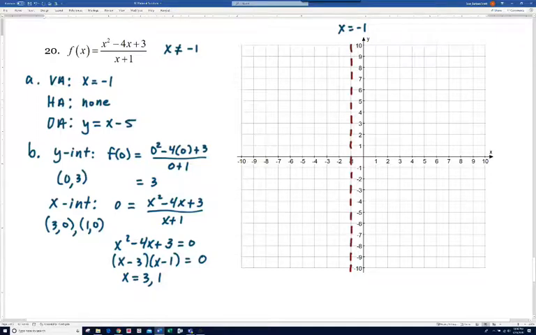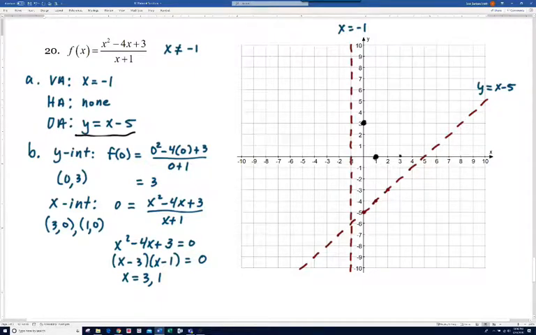But the oblique asymptote, we have to graph the line y equals x minus 5. So we'll start at our y-intercept, which is at -5. And our slope is 1, which would be 1 over 1. So I'll rise 1 and run 1, and we end up here. If you graph that line, it's going to look like this. And that's our oblique asymptote, y equals x minus 5.